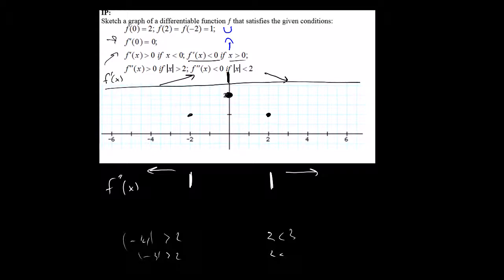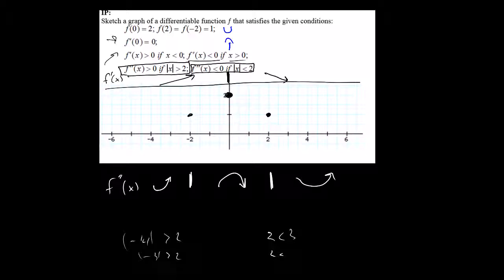we know that f double prime of x is greater than 0. So that means it's going to be concave up. So if it's greater than 0, it's going to be concave up. So for both of these, we're dealing with concave up. So for the other one, when f double prime of x is less than 0, it's going to be between these two values, so we're concave down here.